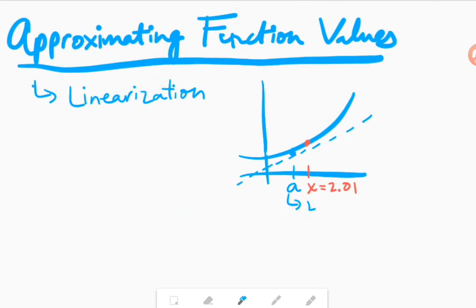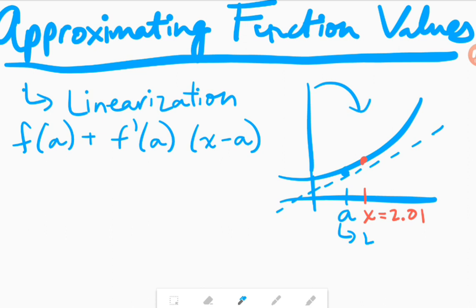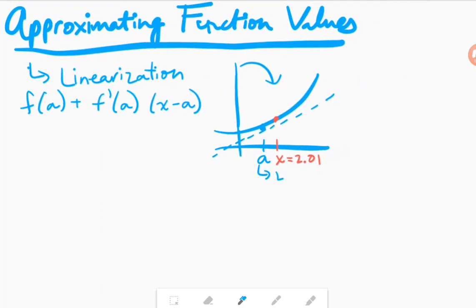And the formula for this linearization concept is f of a plus f prime of a times x minus a, where a is the point of linearization. In this case, a would be 2. So you're doing the linearization at 2 to approximate another value like 2.01. Okay, so let's quickly do an example that deals with linearization so we can segue into the bigger picture of how linearization relates to chapter 10.